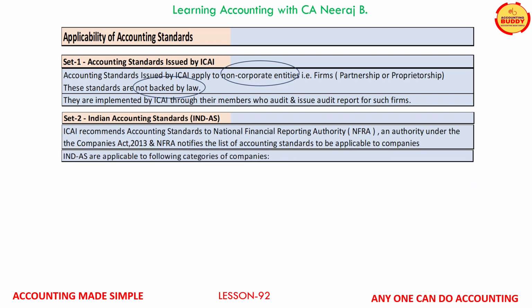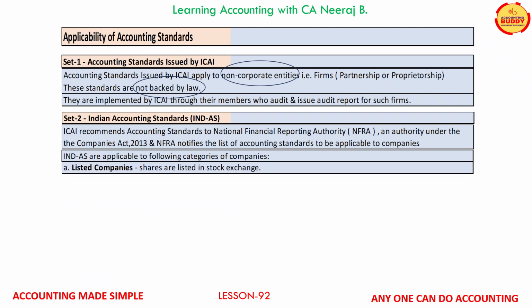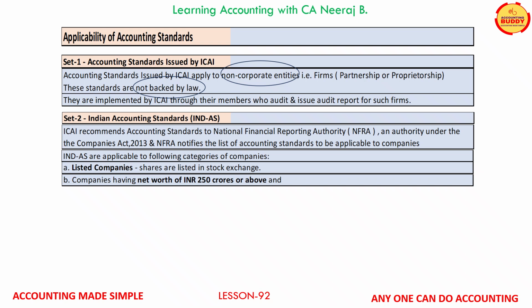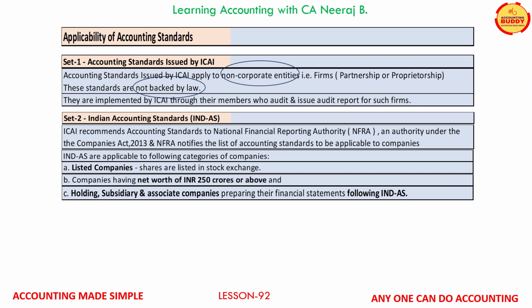to the companies. Indian accounting standards are applicable to following category of companies: the companies which are registered in stock exchange, the companies which are having a net worth of INR 250 crores or above, holding, subsidiary and associate companies preparing their financial statements following Indian accounting standard.